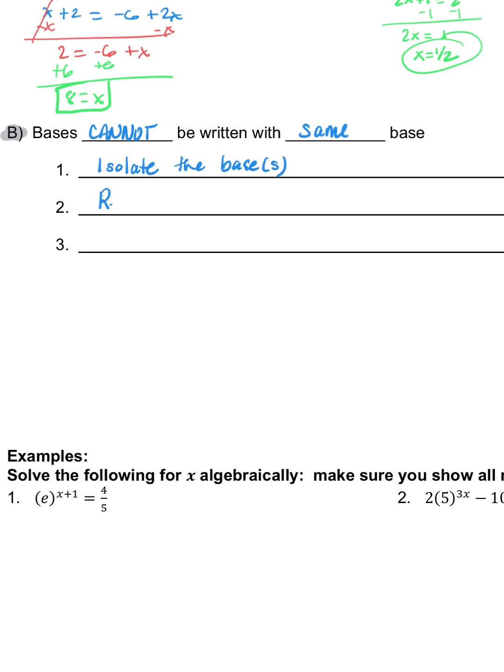Then rewrite in log form. And this part is when you're going to have to use a calculator the majority of the time. And then number 3, solve for x. Okay, so let's look at our first example.